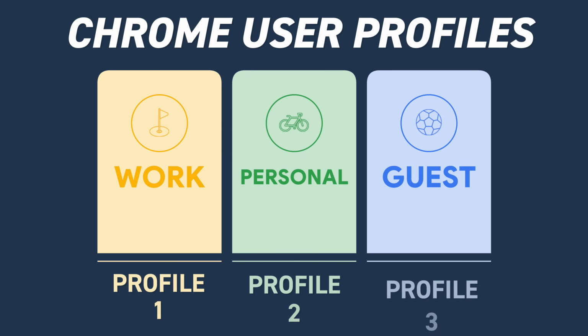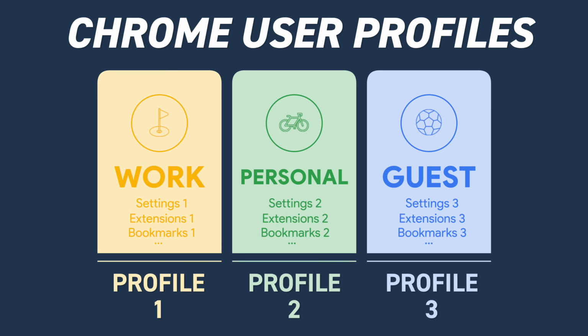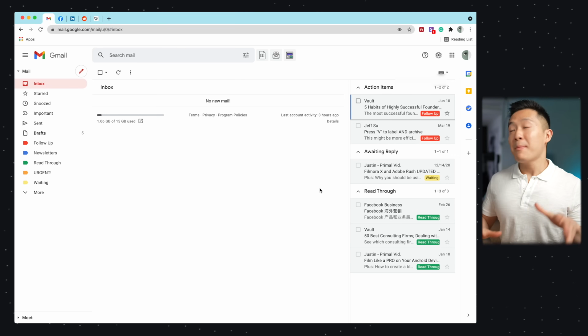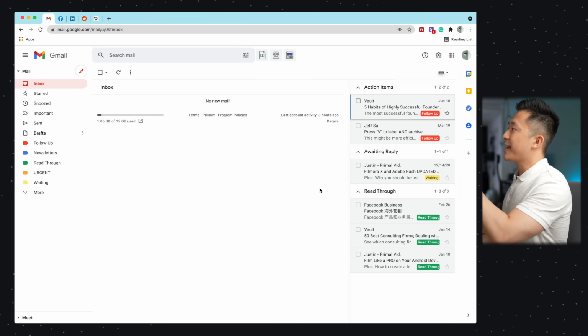All jokes aside, I used to do the same thing until I realized Chrome user profiles separate all your browser details into distinct units. Each profile includes its own settings, its own extensions, browsing history, bookmarks, and all that fun stuff. So let's say I'm on my work profile right now with my work email domain.